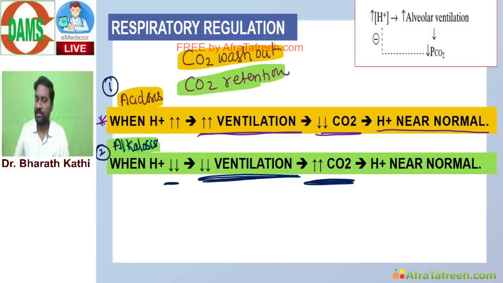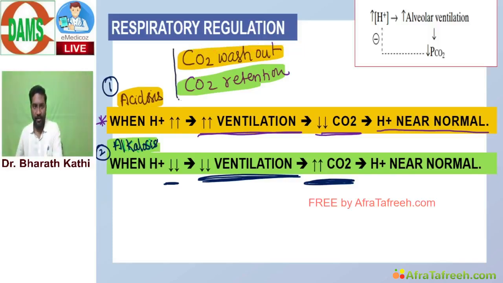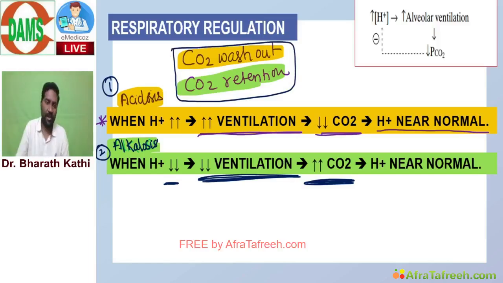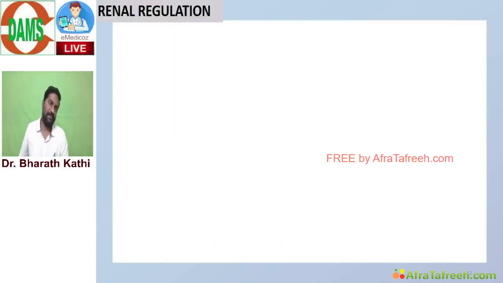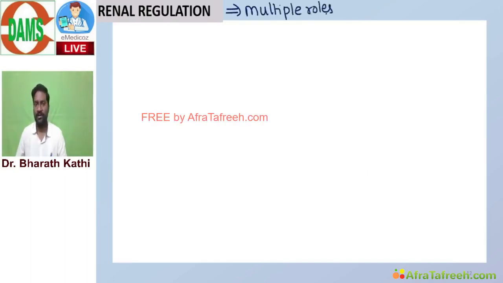This is respiratory regulation. Either by CO2 washout or CO2 retention, it is going to maintain the pH. Then coming to the most important, that is renal regulation. Renal regulation has multiple roles. It is not just a single gas like CO2, as compared to respiratory regulation. It has so many roles.